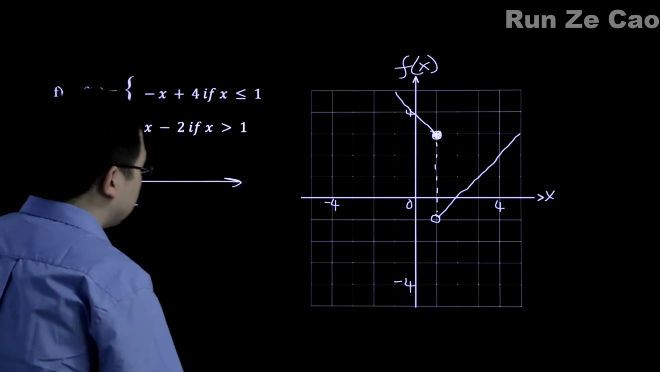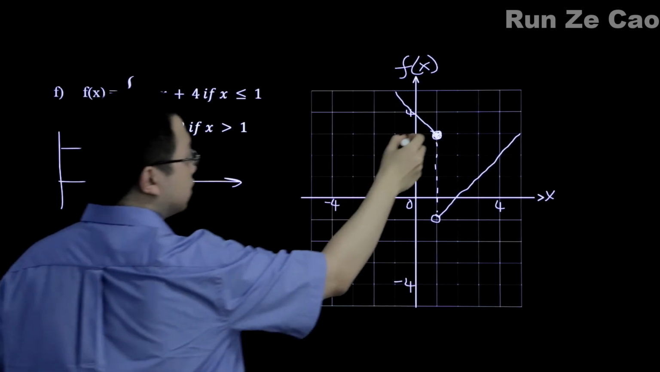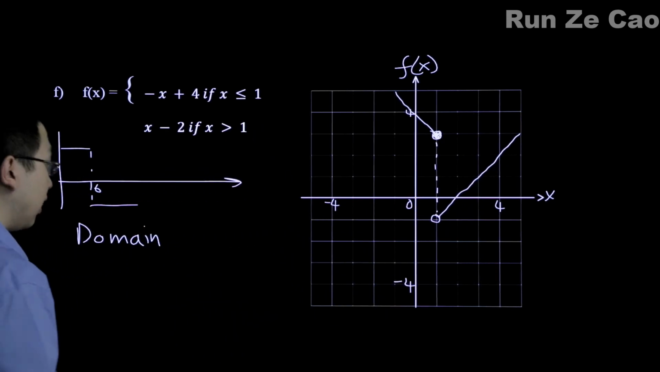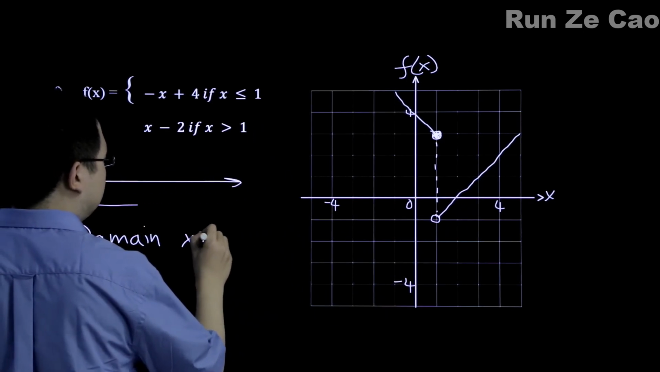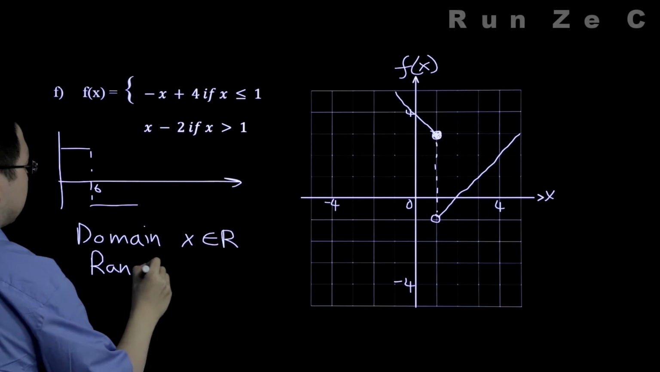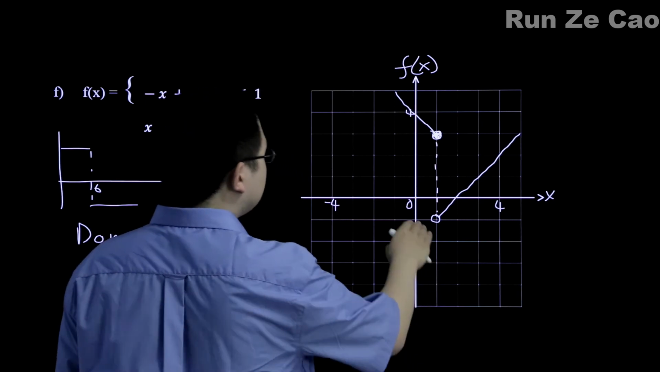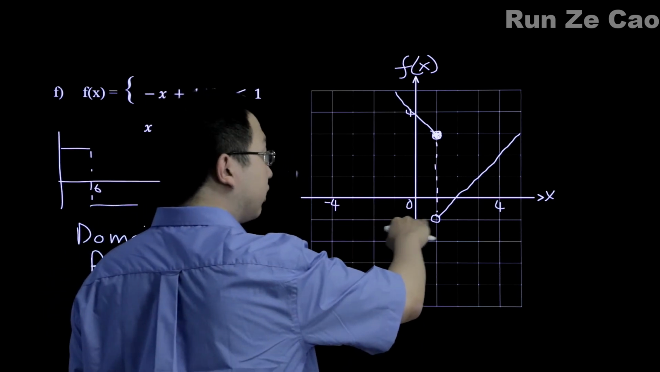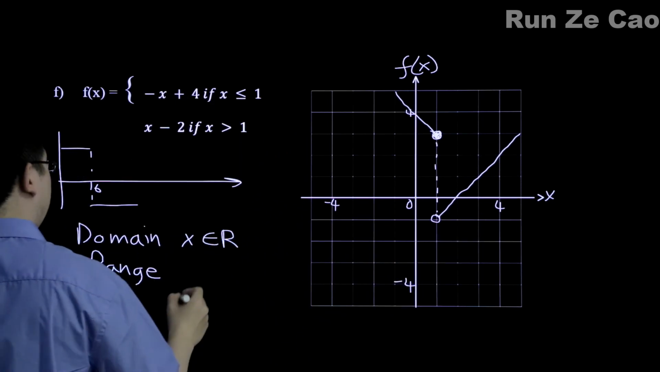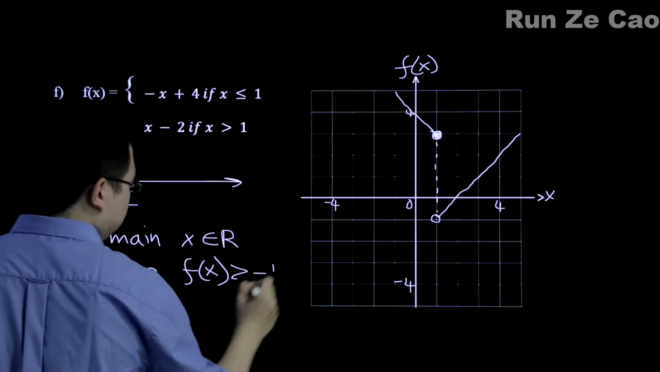Now, what's the domain here? Since the domain joins together with this side being inclusive and that side not, then this domain is still x is an element of the real numbers. And the range is then, well, wait a second. What does this do? Okay, first we go up, and here we go up again. So the range is, well, not greater than or equal to, because this is not inclusive. It's strictly greater than -1. So f of x is greater than -1.